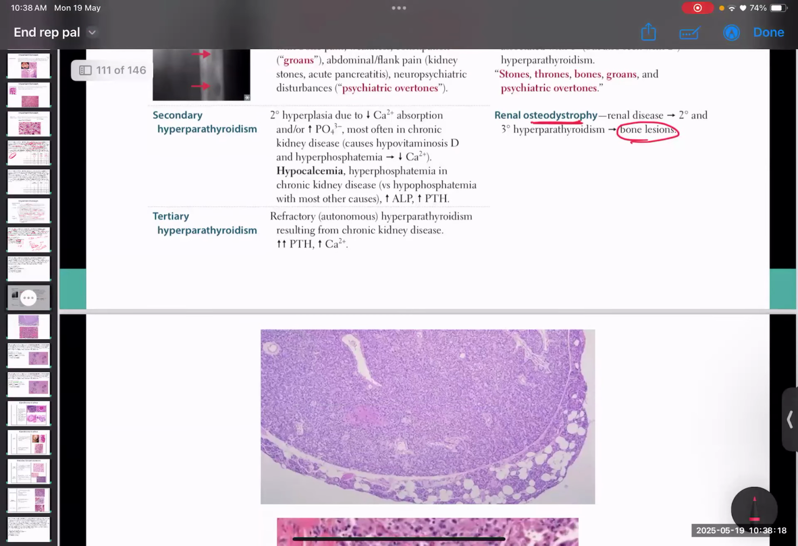And then this is basically tertiary, where you have refractory hyperparathyroidism from chronic kidney disease. So very, very high levels of PTH and also high levels of calcium as well.